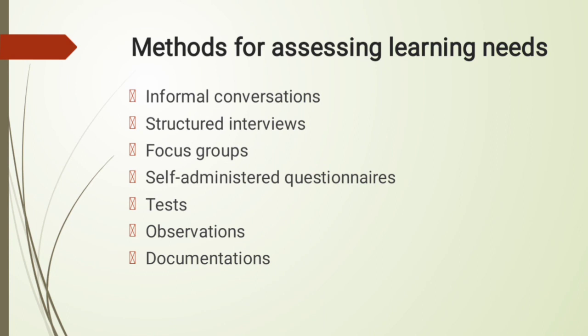So, what are the methods for assessing learning needs? First, here is the informal conversations. So, classroom communication takes place between teacher and among learners, both formal in the form of formal lecture, as well as informal discussions. So informal conversation can also be gestures or no words. Informal conversations put people at ease.